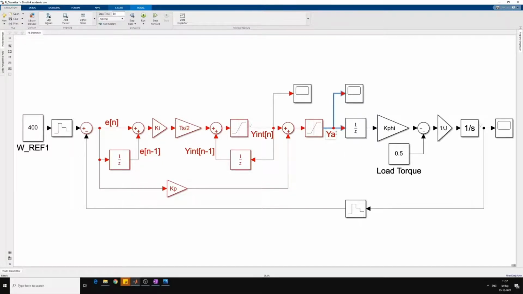Now this output is given to a unit delay block to convert this discrete time signal into analog signal. So the blocks in black, they are for the continuous time system, and the blocks in red, they are for the discrete time system. So the output of the PI controller goes to a gain block, which is nothing but torque signal. So this is the torque produced by a DC machine.